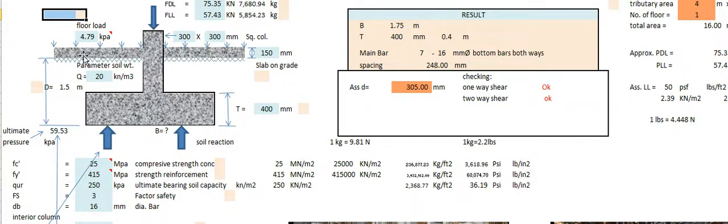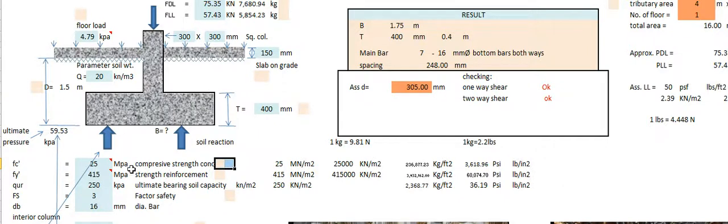We'll assume that the floor load is 4.78533632 kN per square meter or kilopascal. And we have slab on grade thickness of 150 mm. The depth is 1.5 meter. Assume the thickness T is greater than or equal to 400 mm.